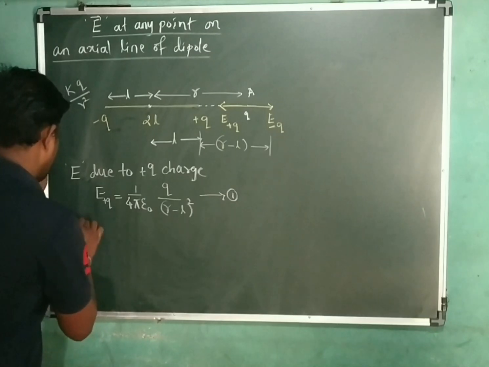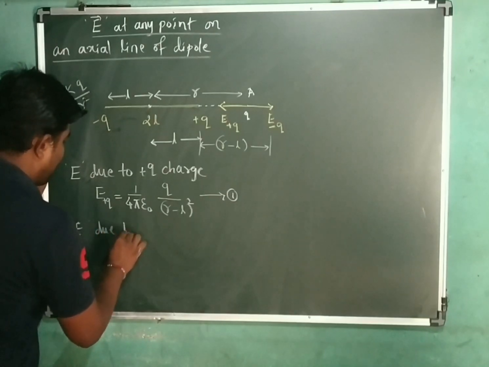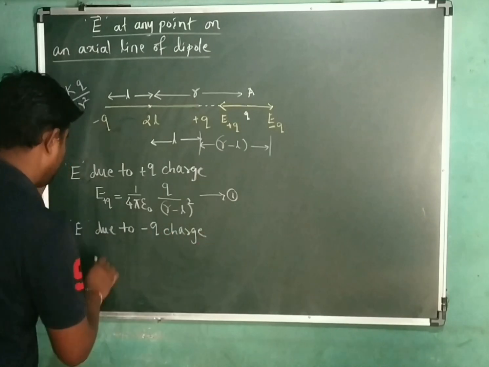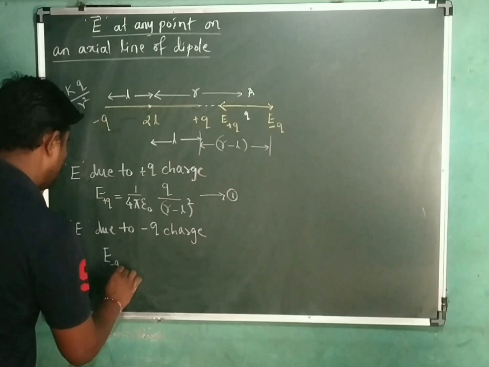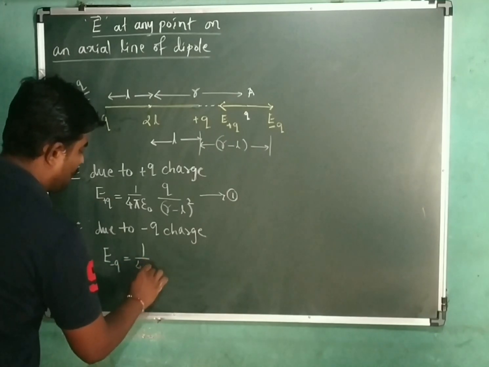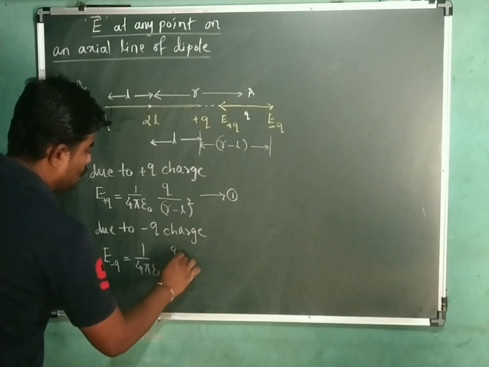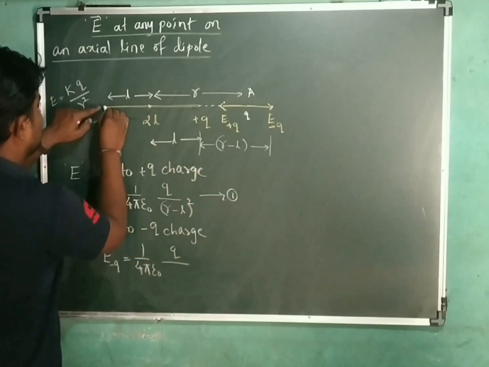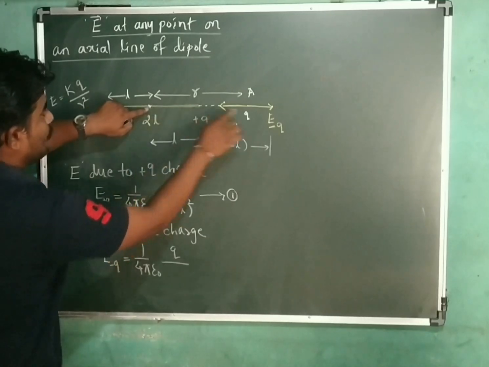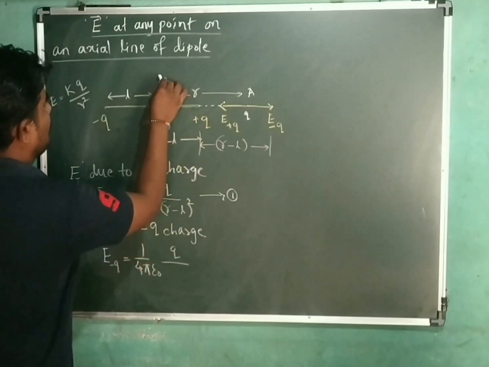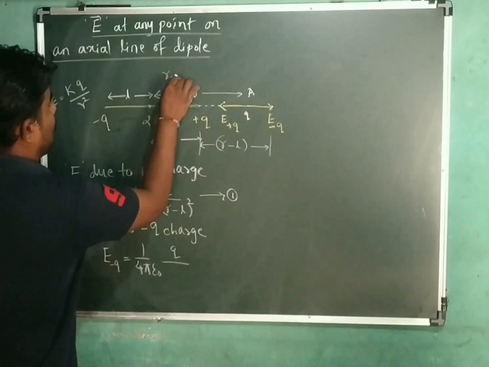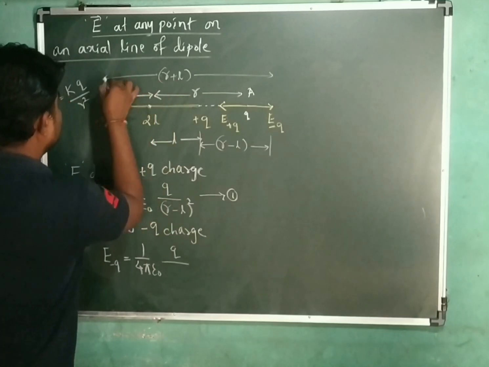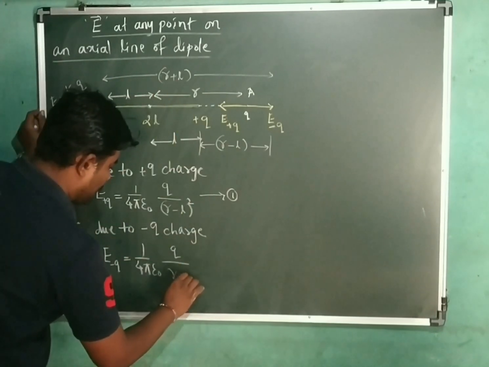And electric field due to minus q charge, E due to minus q is equal to 1 divided by 4 pi epsilon naught, q divided by, how much? This distance from here to here it is L, and from here to here it is R. Therefore it is R plus L. So this is (R plus L) square.